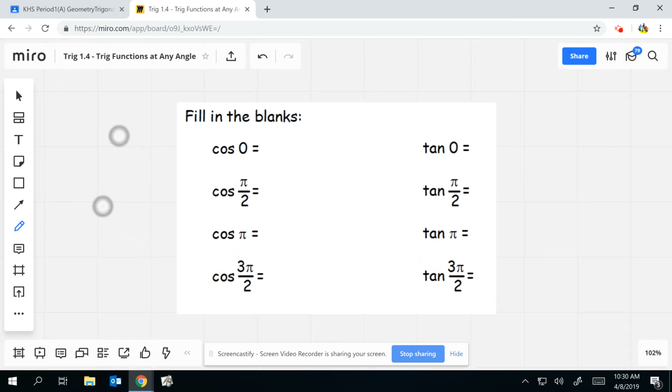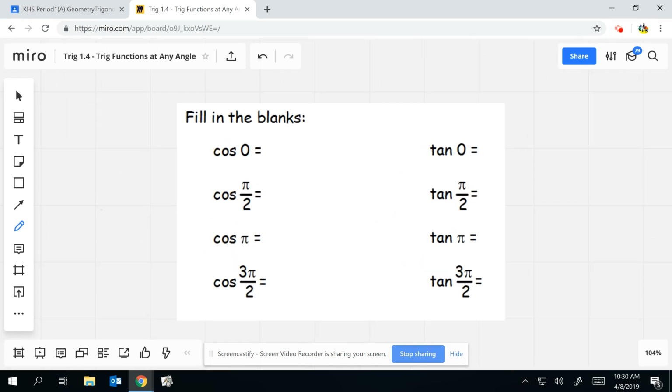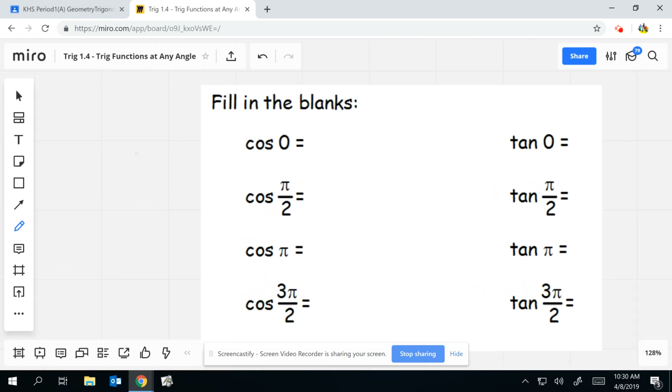0 degrees or 0 radians, pi over 2 is 90, pi is 180, 3 pi over 2 is 270. So what I would do here is I would put the coordinate next to each one. To get 0 degrees, you're over 1 and up 0. That's just the x-axis. To get pi over 2 radians, you go straight up. That'd be at the point 0, 1.